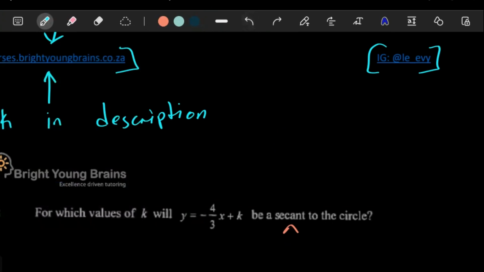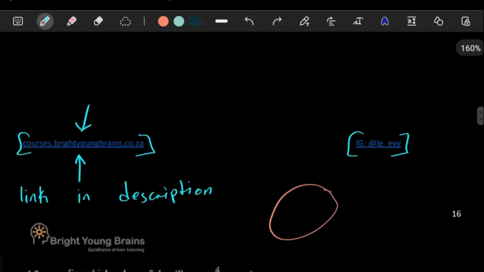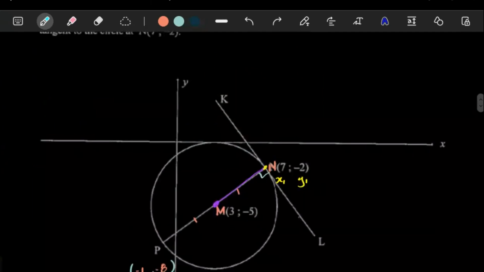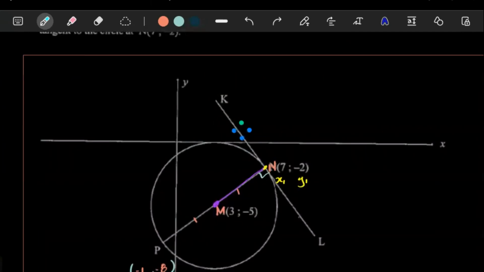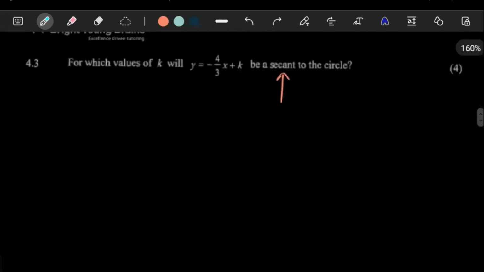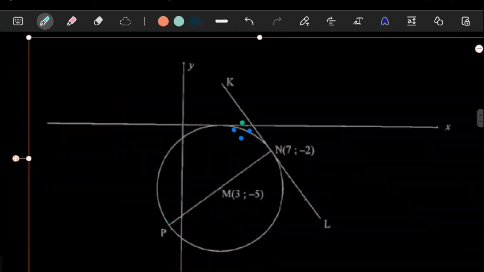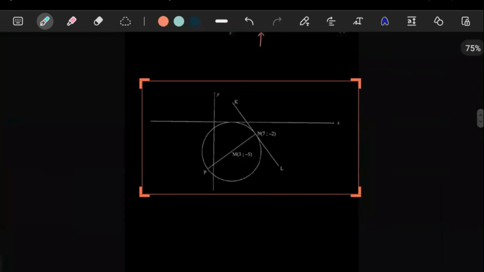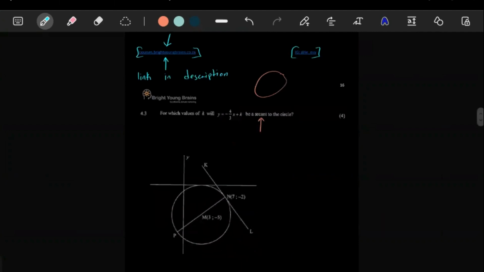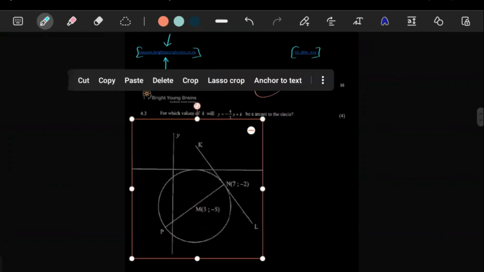So when they're talking about for which values of k will this line be a secant to the circle, the one thing you want to take note of is that the gradient they are talking about in the question is the gradient of our tangent that we are just working on right now. So don't take things like that for granted. These kinds of questions work hand in hand with what you would have just answered.